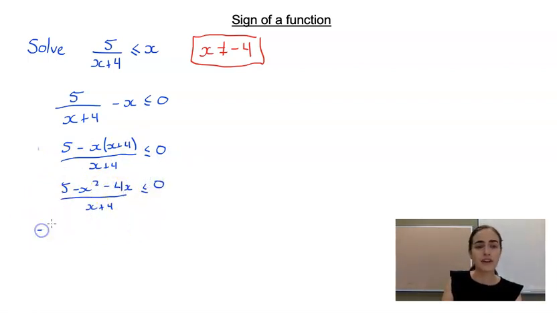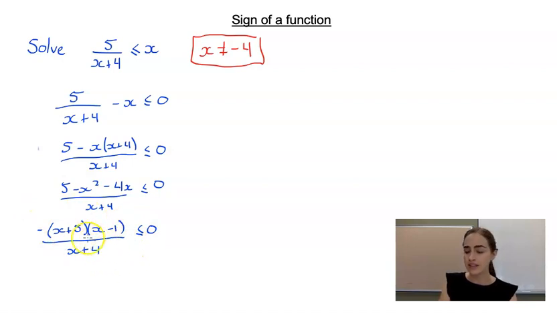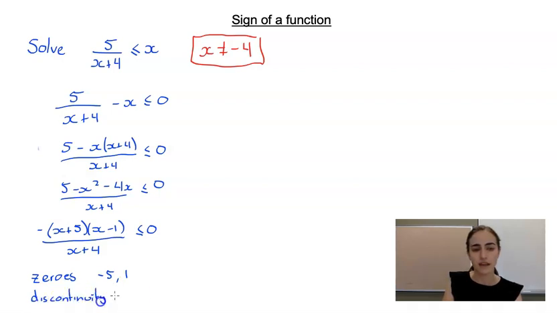I'm going to pull out my negative and factorize this. I already did this step in the last example, so let's just skip to the factorized version, which would have an x plus 5, x minus 1, still all over x plus 4, and that's going to be less than or equal to 0. So if we have a look at this, we know that we're going to have zeros of this function at -5 and 1. And we know we're going to have a discontinuity at x equals -4.